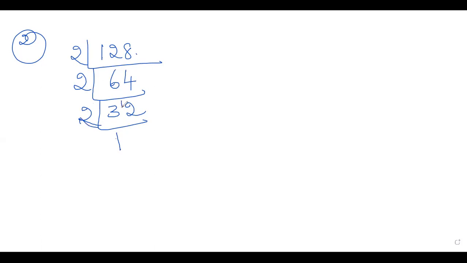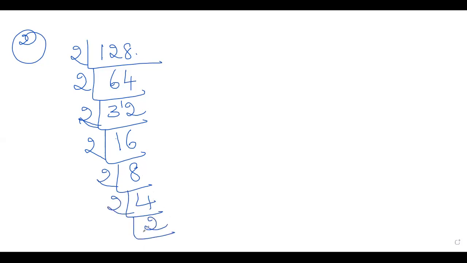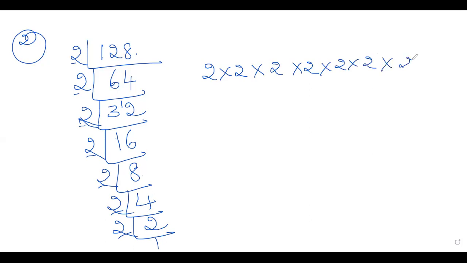What is the remainder? 1 is there. 2 ones are 2. Remainder is 1. Now it is 12. 2 sixes are 12. Next, 2 eights are 16. Again by 2. 2 fours are 8. Again divide by 2. 2 twos. Again by 2. Yes, we got 1. How many 2s are there? 1, 2, 3, 4, 5, 6, 7. Write 2 to the power of 7, that is 7 twos.